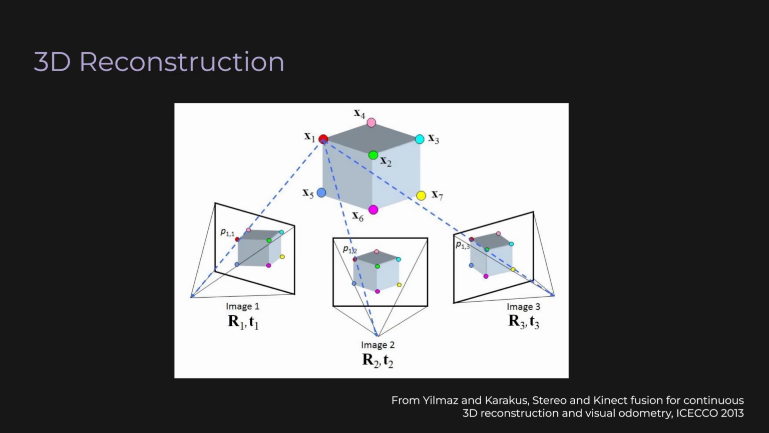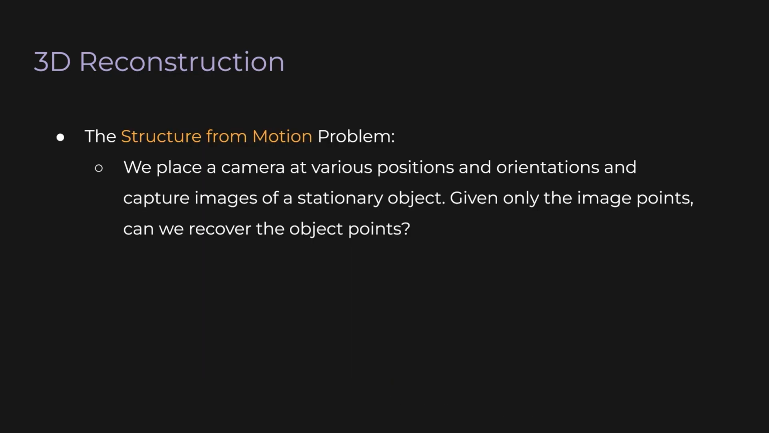For example, your friend takes these pictures and just hands you the images with the image points labeled, but they don't tell you where they took the pictures from or give you any info about their camera. Now, just from the images, can we recover the 3D structure of the object? This is called the structure from motion problem. We place a camera at various positions and orientations and capture images of a stationary object, and given only the image points, we want to recover the object points.